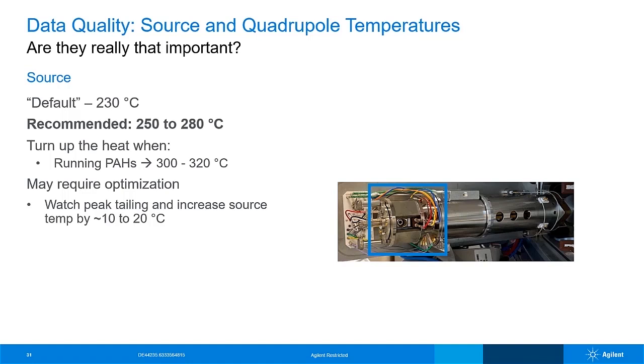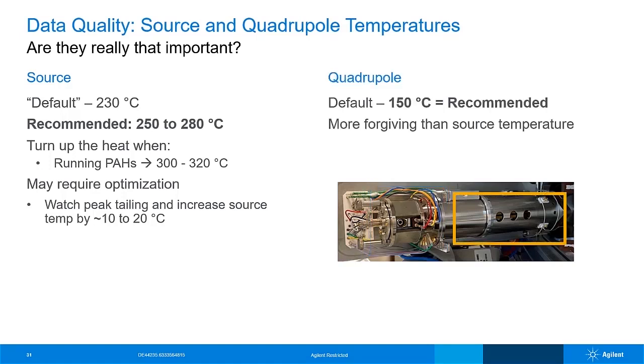The specific temperature you use may require some optimization between 250 and 280. So watch the peak tailing and increase the source by 10 to 20 degrees as you test the results. The question may come up, is there any case where you may need to go above 280 degrees Celsius? And the answer is yes, when running polyaromatic hydrocarbons, or PAHs. It's best to keep the source on the hotter end, around 300 to 320 degrees Celsius, since PAHs tend to be very sticky compounds and like to stick to the source lenses.